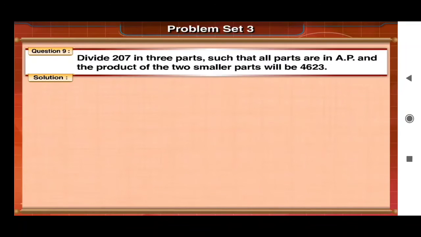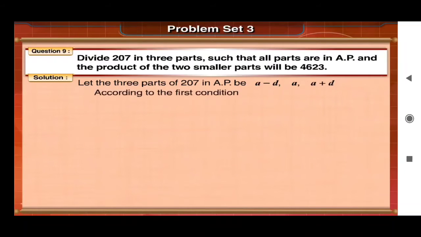207 is divided into 3 parts. Therefore, let the 3 parts be a minus d, a, and a plus d. According to the first condition, a minus d plus a plus d is equal to 207. Therefore, 3a is equal to 207. Therefore, a is equal to 69.